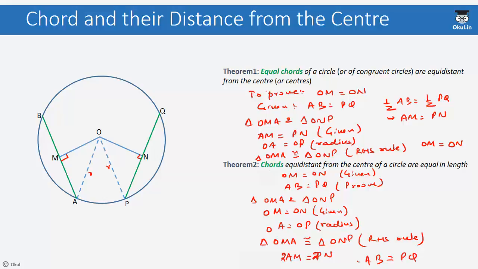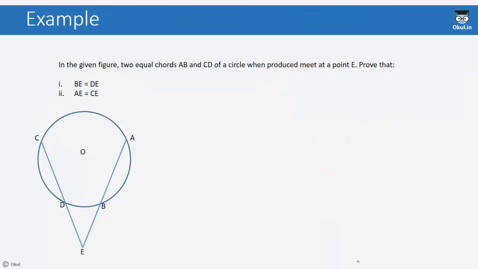Now let us do an example. In the given figure, two equal chords AB and CD, that is, these two given chords, are given to be equal. When produced, they meet at the point E, and we need to prove that BE is equal to DE and AE is equal to CE.